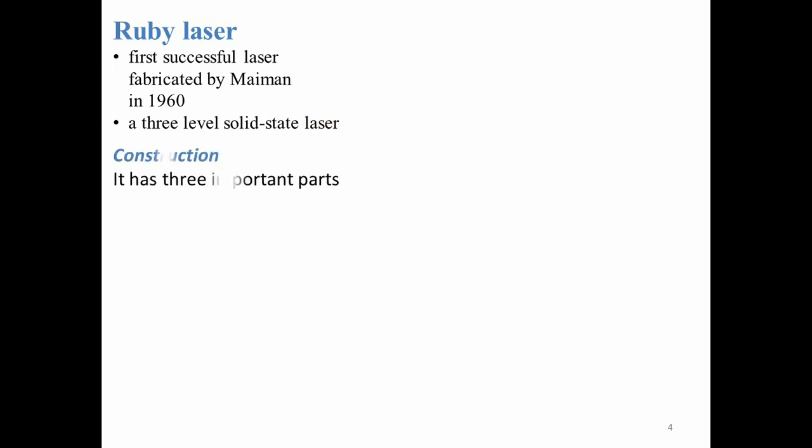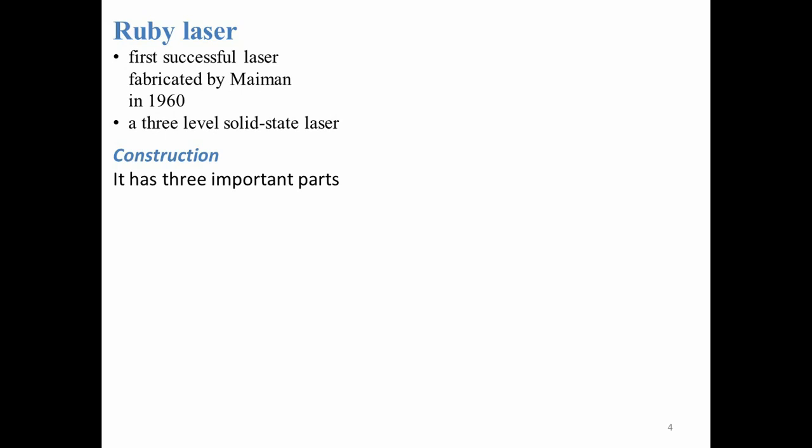Now let us see the ruby laser. Ruby laser is the first successful laser, fabricated by Maiman in 1960. It is a 3-level solid-state laser. 3-level laser means the energy transitions take place between 3 energy levels. First energy level is the ground level, second is the metastable state, and third level is an excited state with a short lifetime. So this is a 3-level laser system. And this is a solid-state laser because the active medium is in solid state.